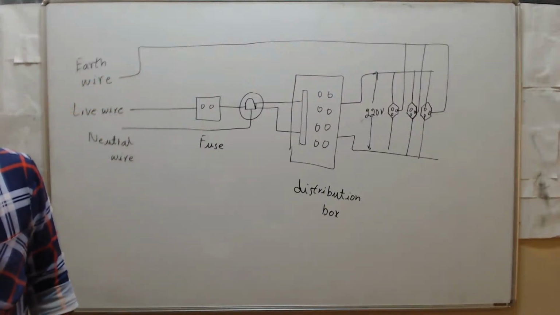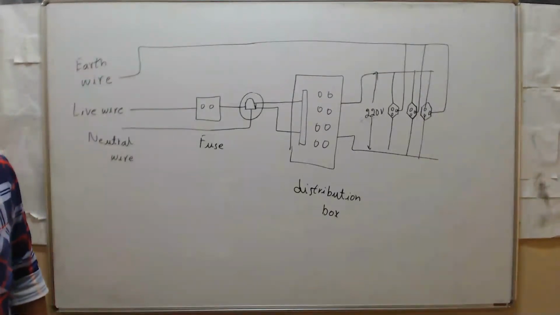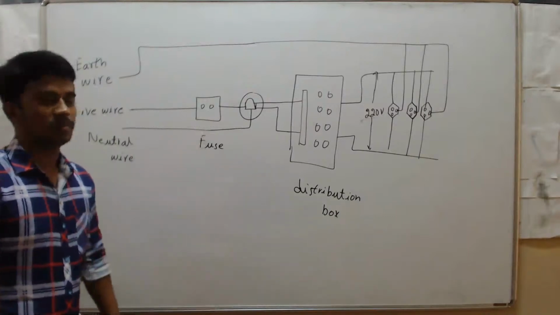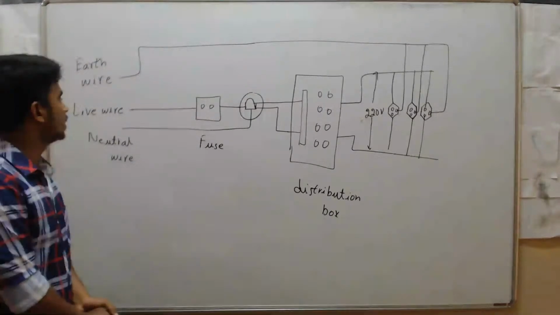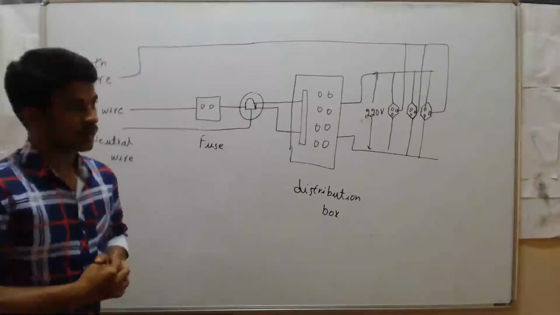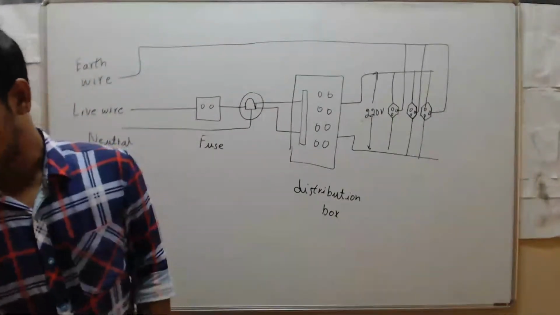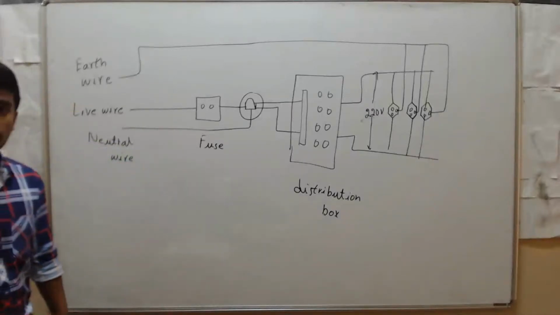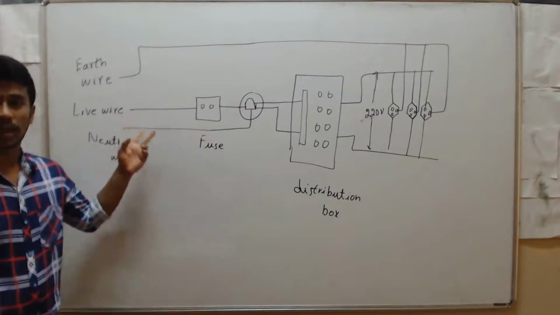See here, this is a schematic diagram of one of the common domestic circuits. We use this kind of arrangement in buildings and homes everywhere. Here you can see the two lines, right? You will get electric connection to your home from the main lines. Those are only two lines.